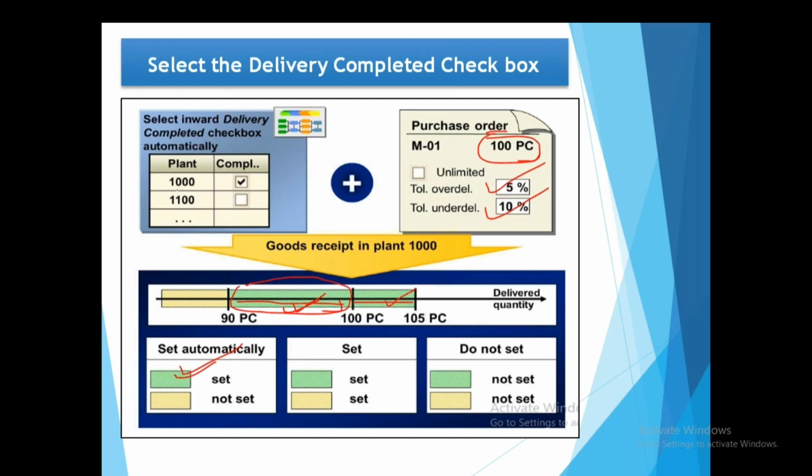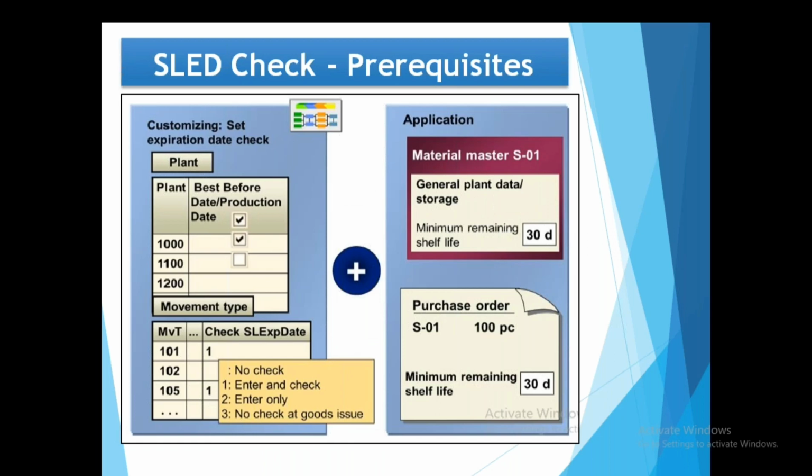Okay, and in the configuration at plant level, if you want to activate this functionality, you need to activate the automatic delivery completed checkbox at plant level. Once you do this configuration, and in the purchase order you maintain the tolerances according to the delivered received quantity, the system will automatically set the delivery completion indicator. Okay, so this is how it will happen.